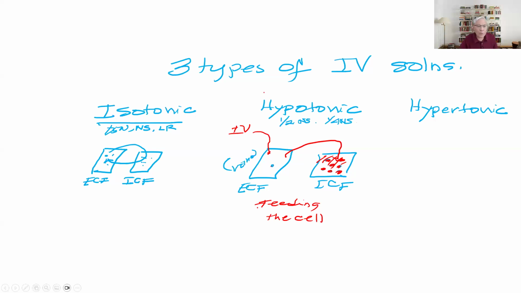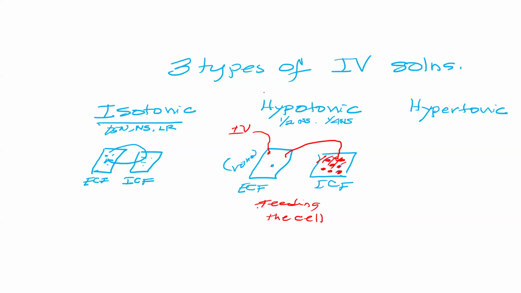Understood? So that's the reason why usually when we have patients who are dehydrated and there's cellular dehydration, what we're going to give them is a hypotonic solution. So do you understand? It does not stay in the veins. It stays in or goes into the cells. So anytime you want to feed the cell, you want to give a hypotonic solution. Understand that?